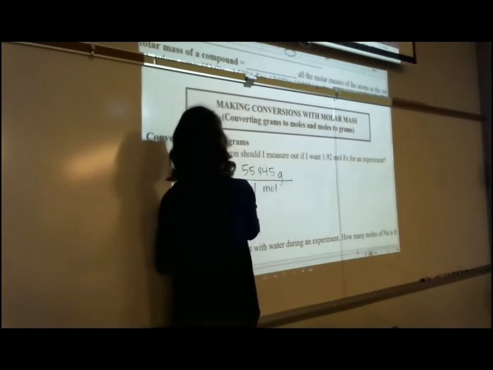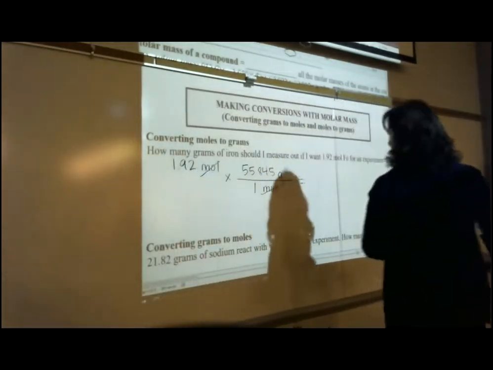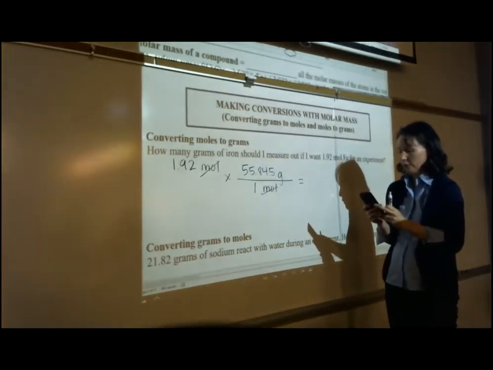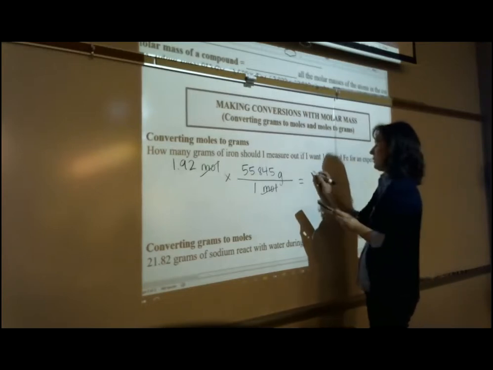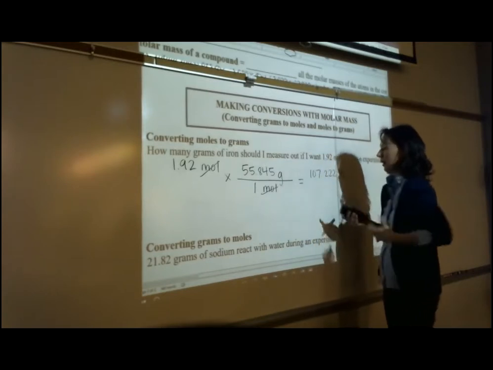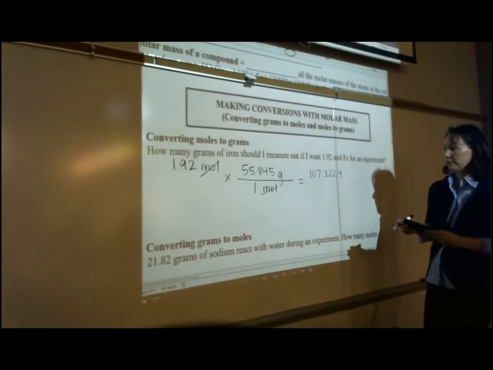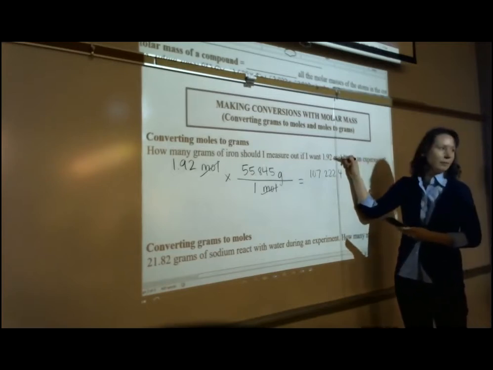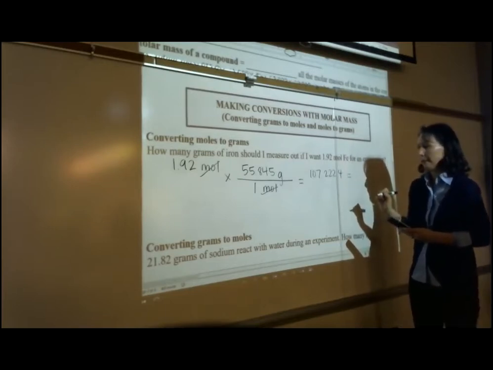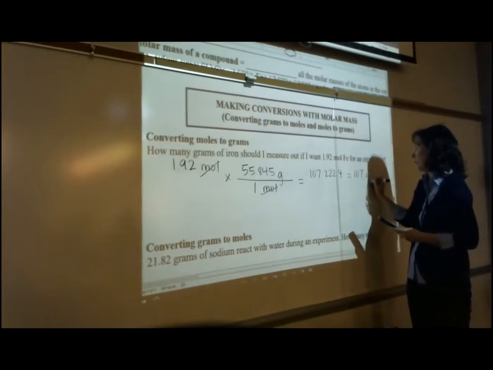Multiply straight across and divide up. So moles cancel, and I'm left with grams. So I say 1.92 times 55.845. My calculator spits out 107.2224. I can't keep all those sig figs. How many sig figs can I keep? How many sig figs am I given? 3. So what should I round my final answer to? Just 107, right? And my unit would be grams.